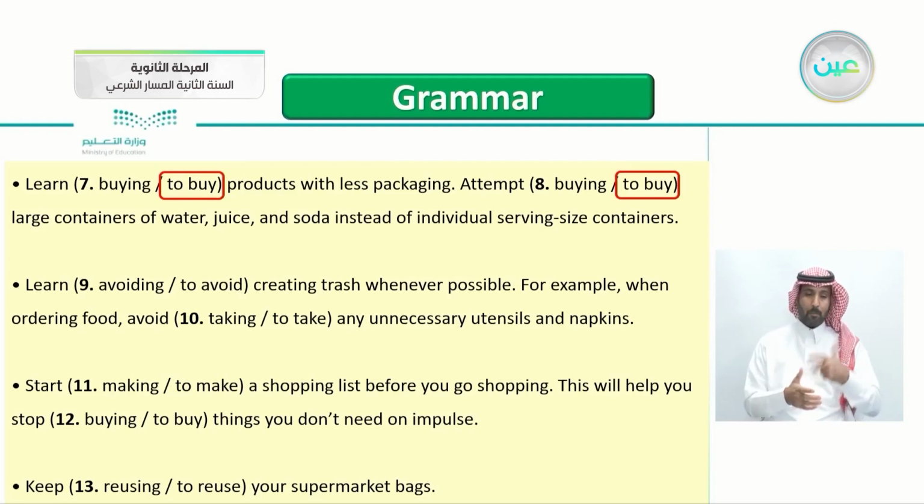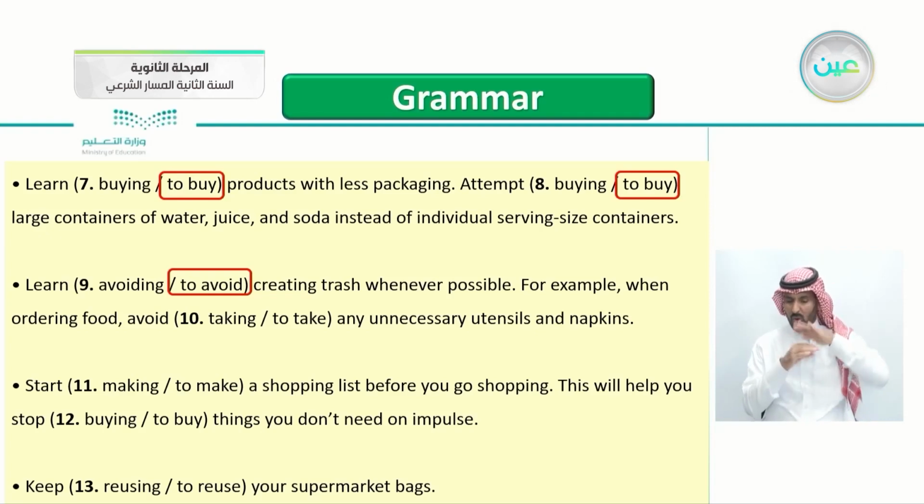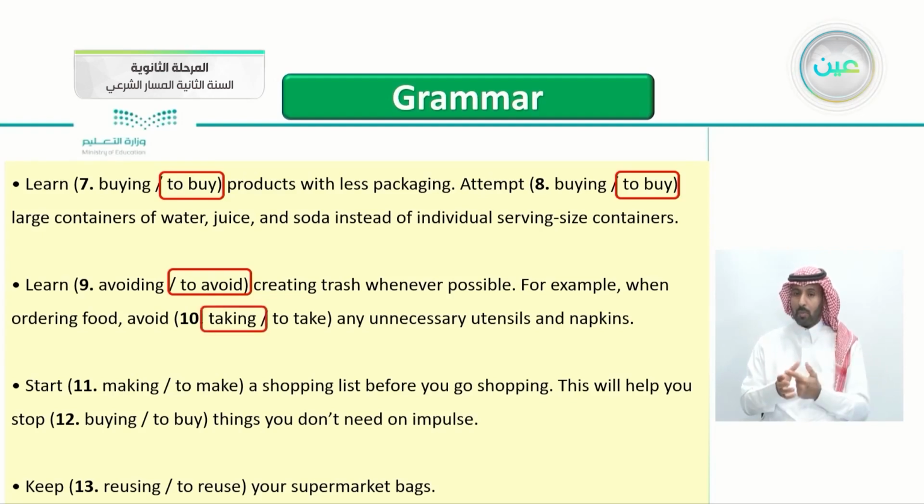Number 9 here, learn. What about the verb learn? Do we say learn avoiding or to avoid or both of them? It's just to avoid, the infinitive. Learn to avoid creating trash whenever possible. For example, when ordering food, avoid taking, avoid to take, avoid taking, of course, avoid comes with a gerund. Avoid taking any unnecessary utensils and napkins.